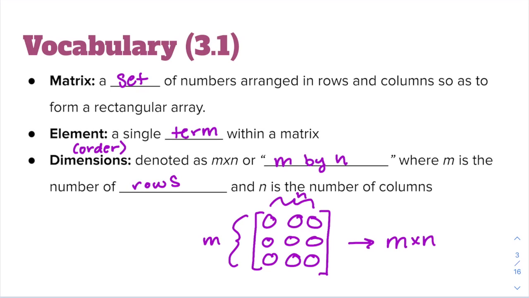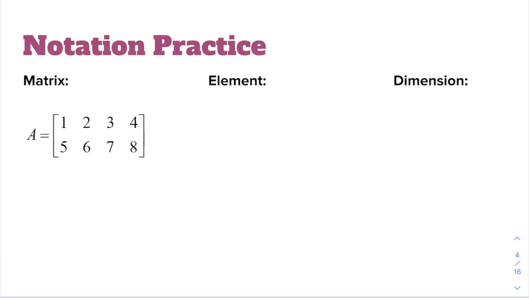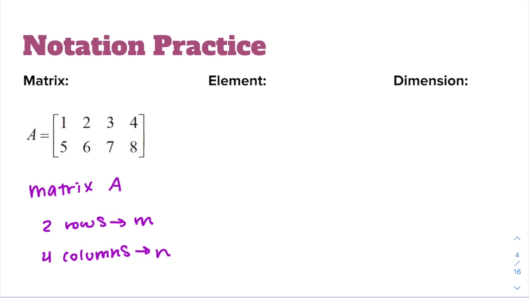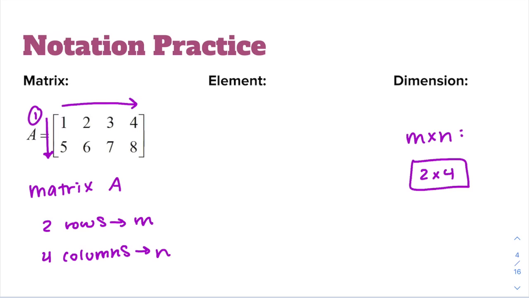So again, this is review from that digital lesson, but I do want to just go over some notation practice. So if I was given this matrix, we would call that matrix A, if I was ever referring to it. It has 2 rows, so that's going to be our M value, and it has 4 columns, so that would be our N value. The dimension will be M by N, so 2 by 4. It's different from ordered pairs. You count down first and then you count over.